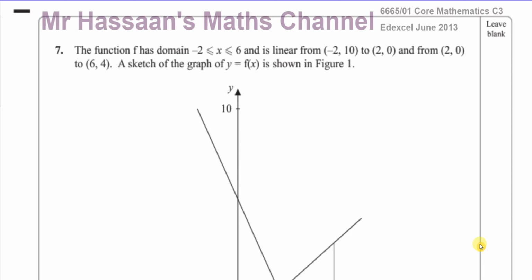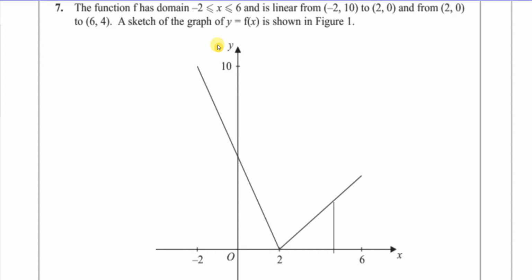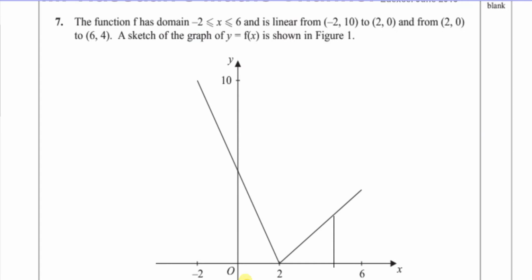Pure mathematics or core mathematics paper. This question is about functions and graphs. Here we have a question which tells us about function f, which has a domain of x between -2 and 6. And it's linear from (-2, 10) to (2, 0), and from (2, 0) to (6, 4).